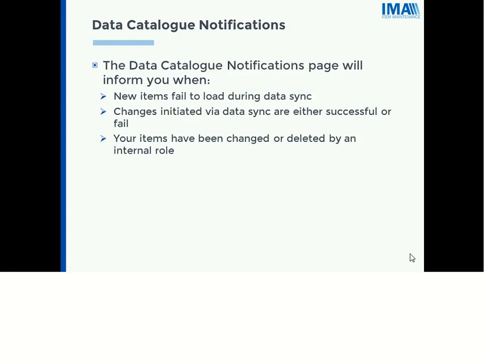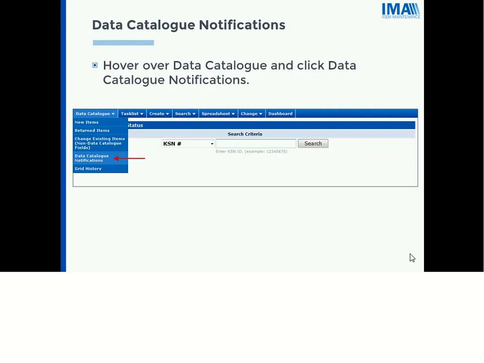Sometimes you may have set up some items and approved them through, and then a couple weeks later, before they're fully operational, they've decided to change what they're buying, and they're not buying that specific product anymore. So someone internally may delete those items. If that happens, you will get a notification for items that have been data synced. To view your data catalog notifications, just hover over Data Catalog and click Data Catalog Notifications.